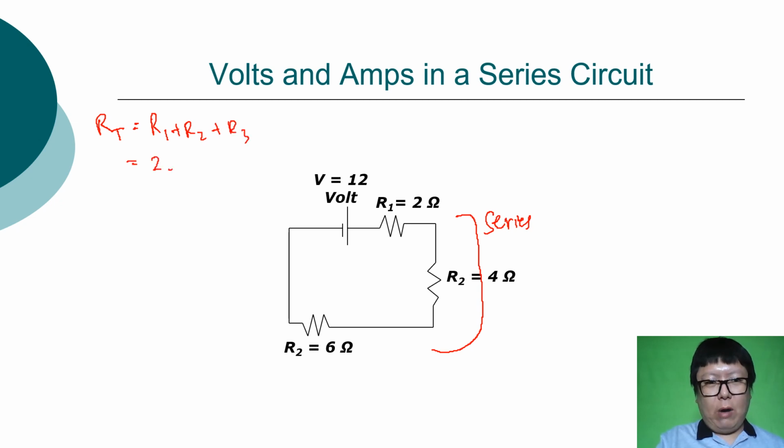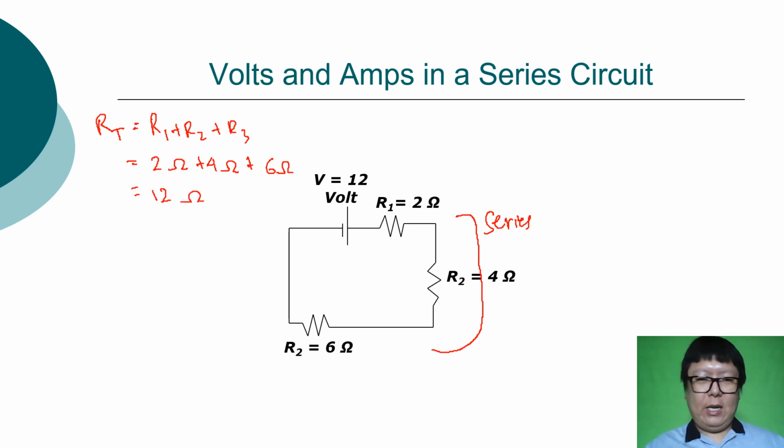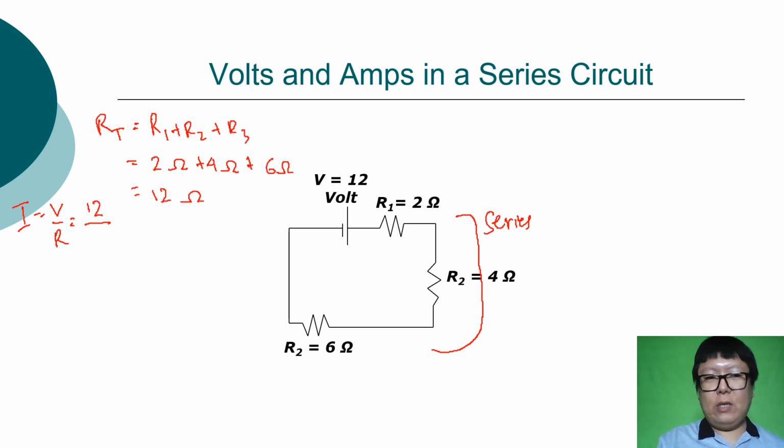So the R total is 2 ohm plus 4 ohm plus 6 ohm. So the total is 12 ohm, right? Okay. Then after you have got the RT, you have to find the total current, so the I. We have learned from Ohm's law, I equals V over R. The question gives you the 12 volt electric source. So 12 divided by, of course we find the current, right? So we use the total resistance. Then it has 1 ampere flow in this circuit.